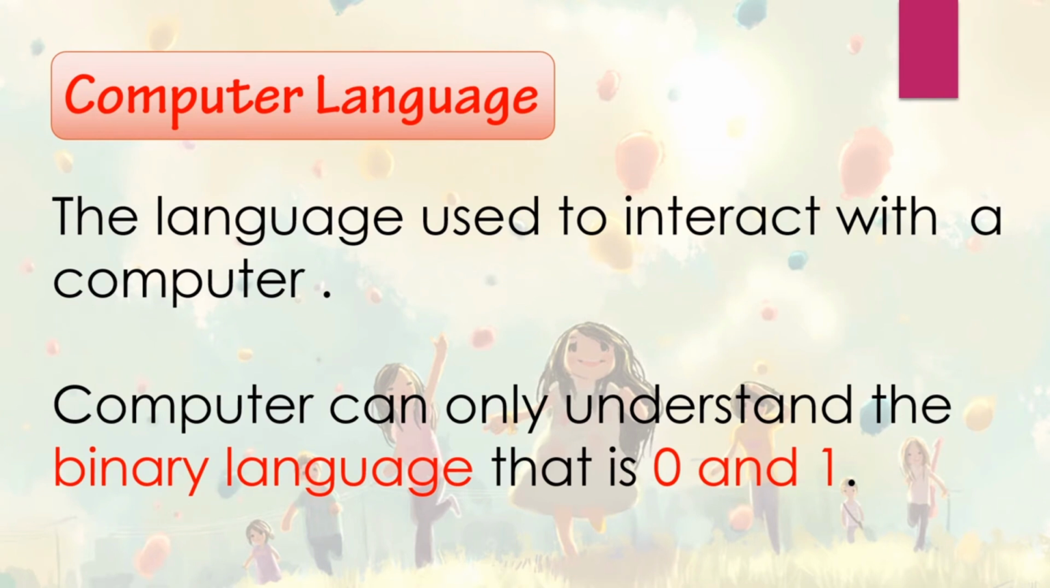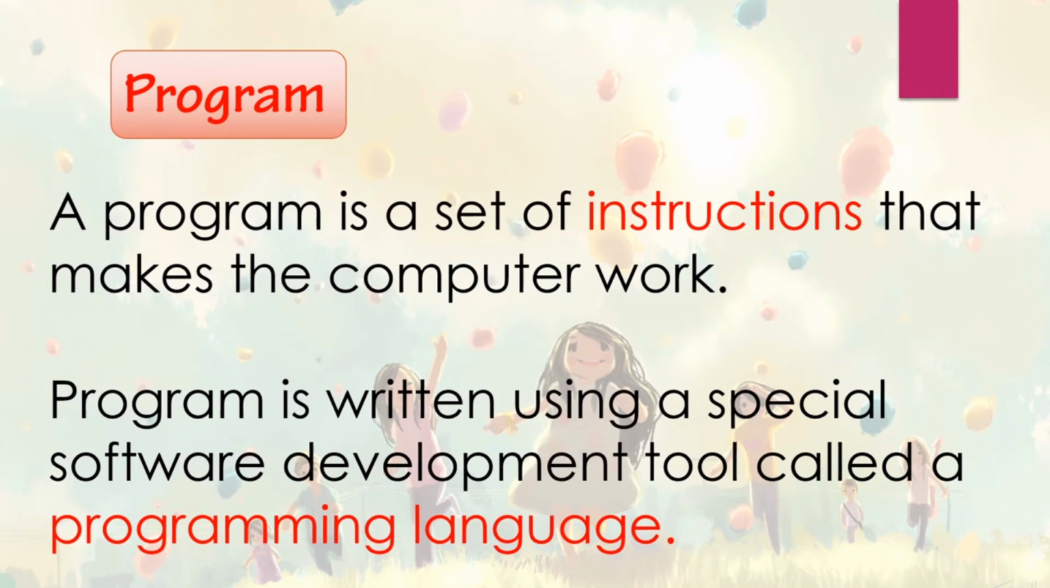First, we can start with computer language. The language used to interact with a computer is known as computer language. Computer can only understand the binary language, that is 0 and 1. Program. A program is a set of instructions that makes the computer work. A program is written using a special software development tool called a programming language.